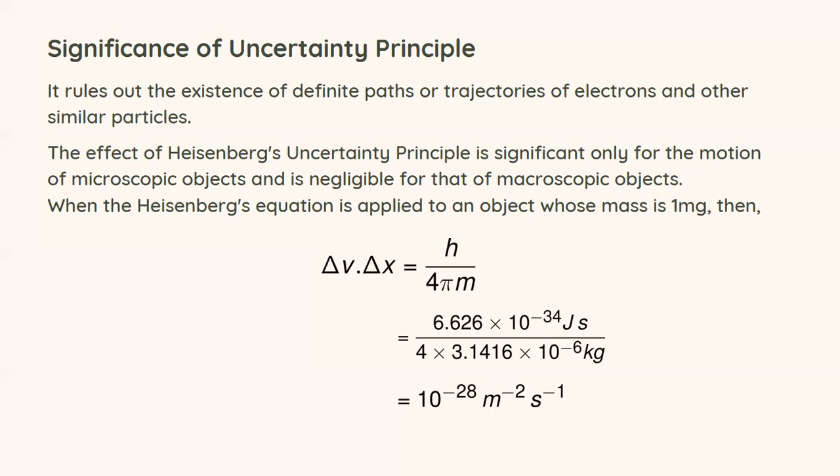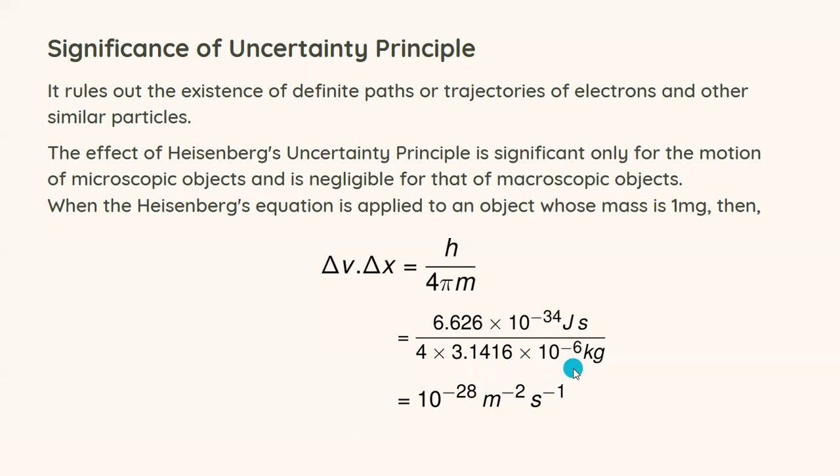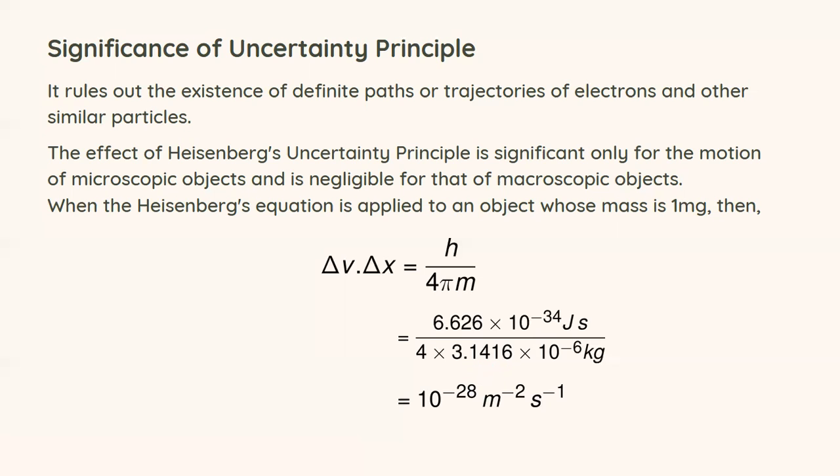When Heisenberg's equation is applied to an object whose mass is 1 milligram, then you'll have delta V into delta X equals h by 4 pi. That's equal to the Planck's constant, 6.626 into 10 to the power minus 34 joules second, divided by 4 into 3.1416, the value of pi, into 10 to the power minus 6 kilograms. Since we took milligrams, we are converting it to kilograms so that it's easier for us to cancel the units. In the end, you get 10 to the power minus 28 meters squared per second.